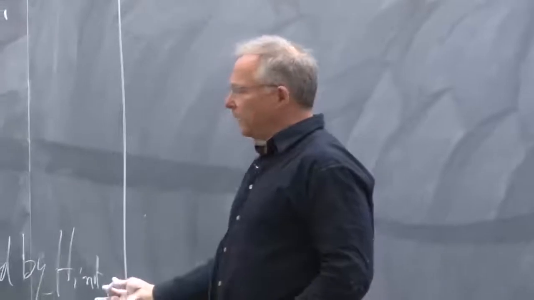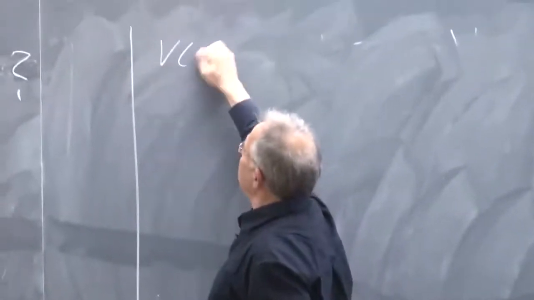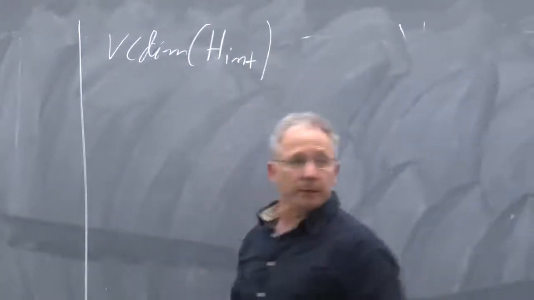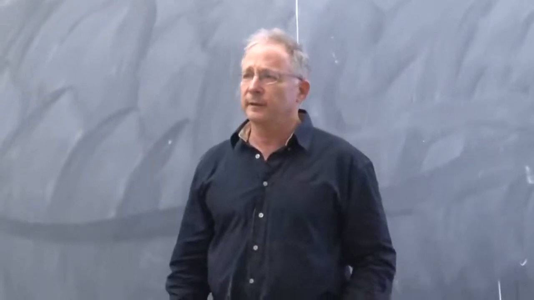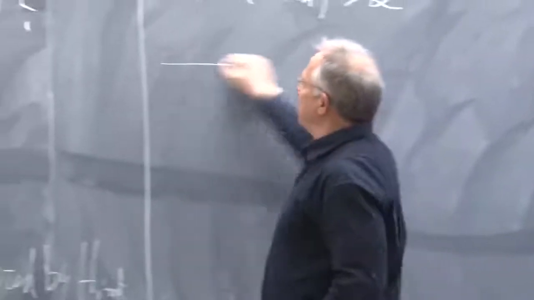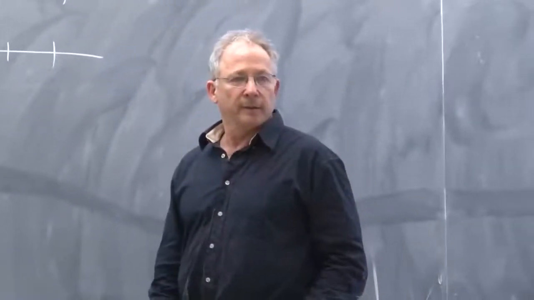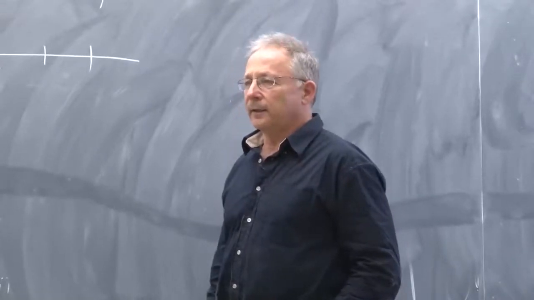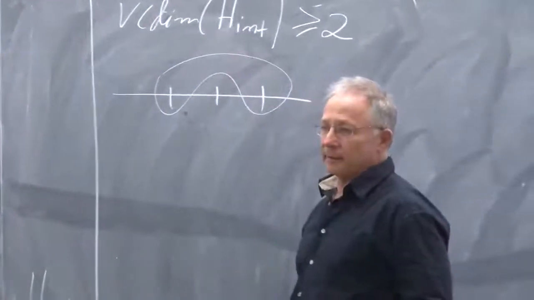What does it tell me about the VC dimension? That the VC dimension of H interval is what? At least 2. Can you shatter 3 points? So what happens if I try to shatter 3 points? If I have 3 points, you can't include the 2 endpoints and not the middle. Exactly. I cannot have an interval that will do something like this.